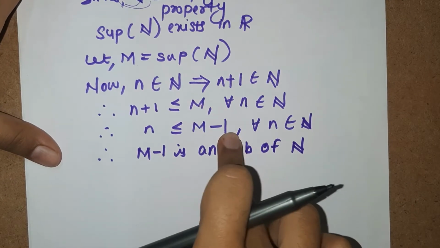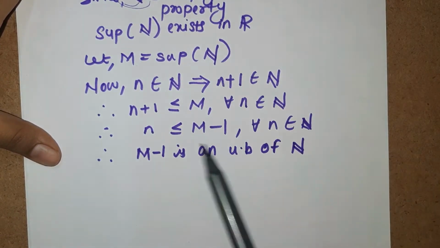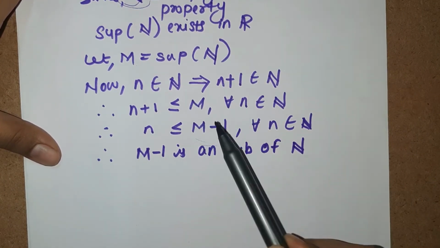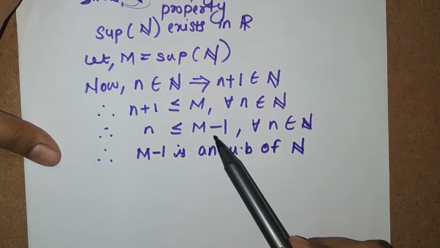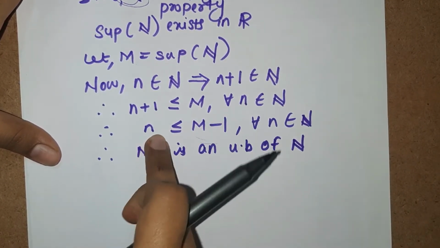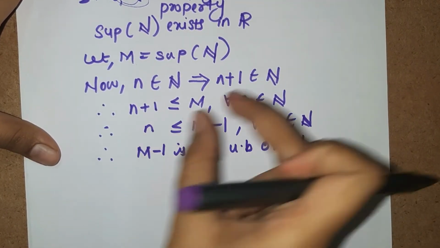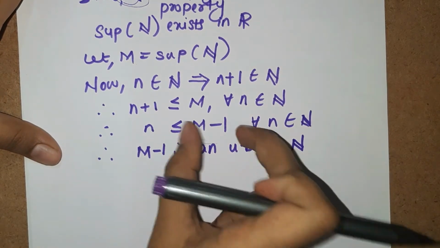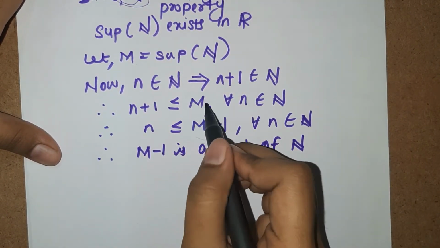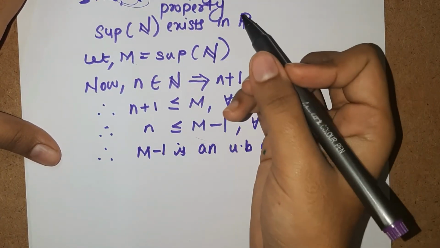So m minus 1 becomes greater than n, which means that, let us say m was 5, okay, then m minus 1 will become 4, right? So 4 is greater than this element n, which we had considered as 1. So if this element is greater than this element which belongs to the natural numbers, this becomes an upper bound, right? First it was this, because m was greater than all the elements of the natural numbers. That's what we have proved above.